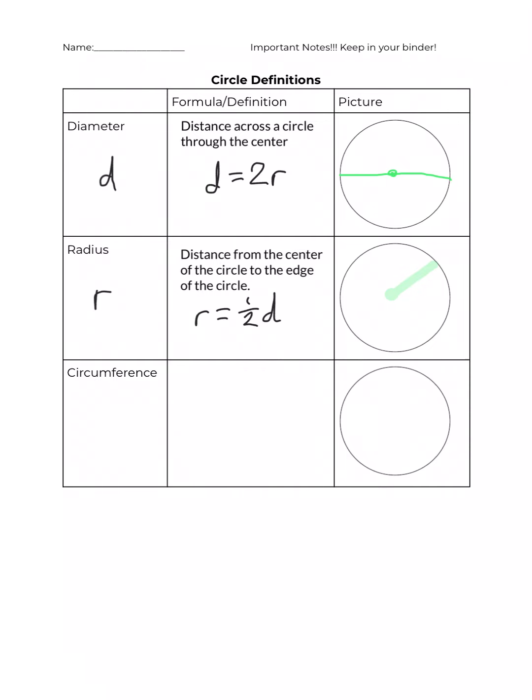And then our final word for today is circumference. The circumference is the distance around the edge of the circle. Eventually, we are going to come back to these notes and add a formula for circumference. But for right now, you just need to know that the circumference, we use the letter C, and is the distance around the edge of the circle.